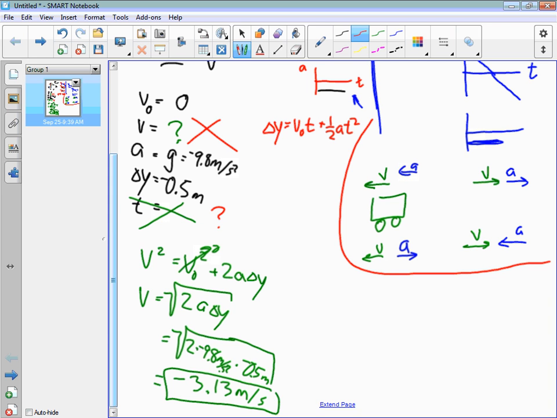Let's go ahead and solve for T. Let's see, the first thing I'll do is, what? How can I solve for T?